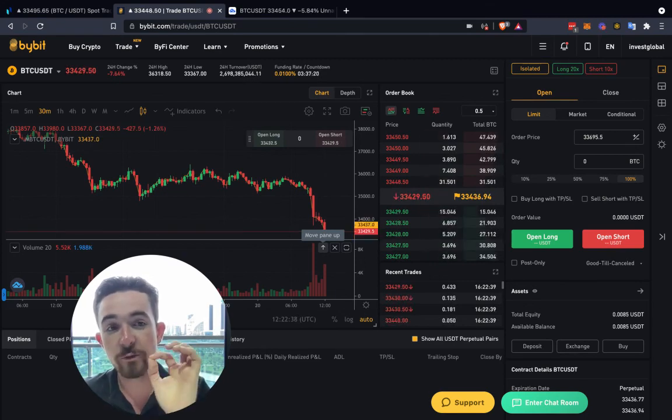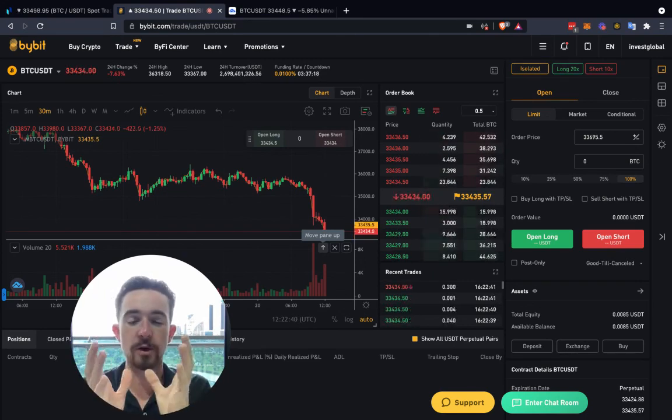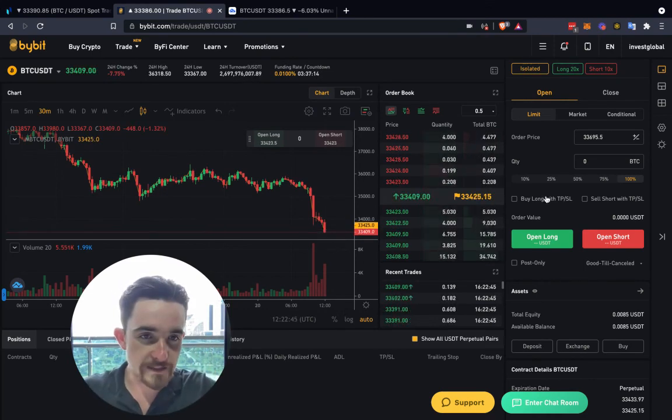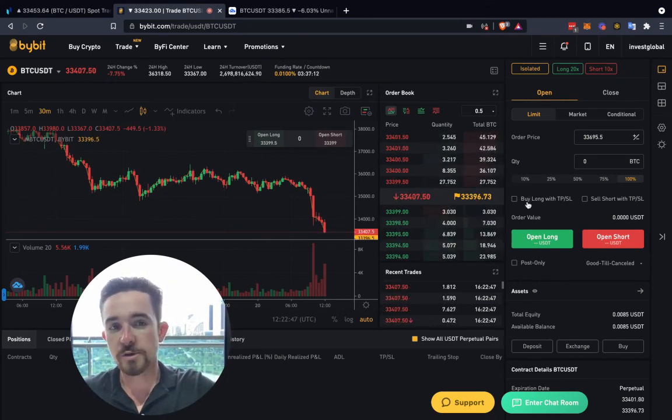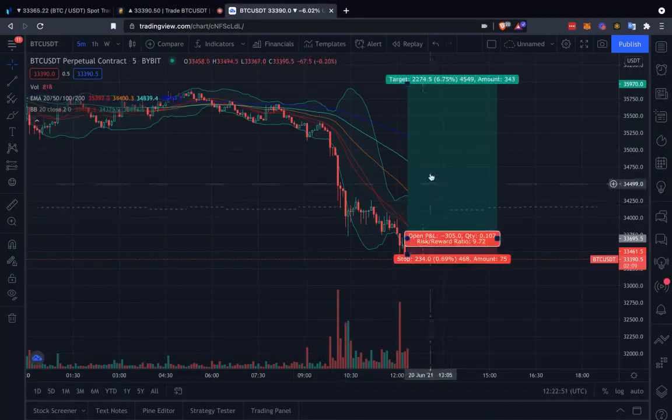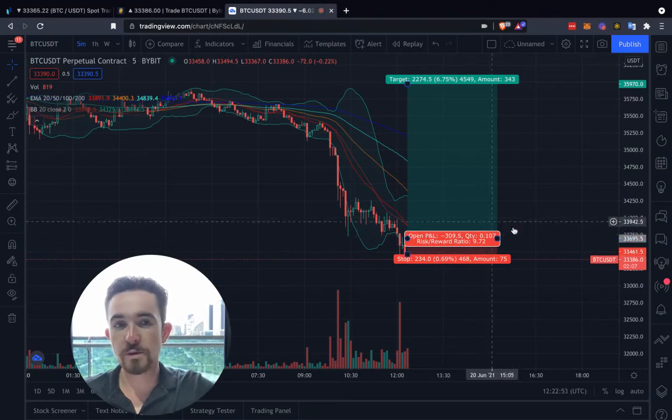And I always recommend before you set up a trade, so you get the framework now, right? You took it from TradingView, now you applied it to the exchange. Before you do this, let's say you're going to do a long position, set up a take profit and stop loss. Okay, so remember, the gray number was our entry position.